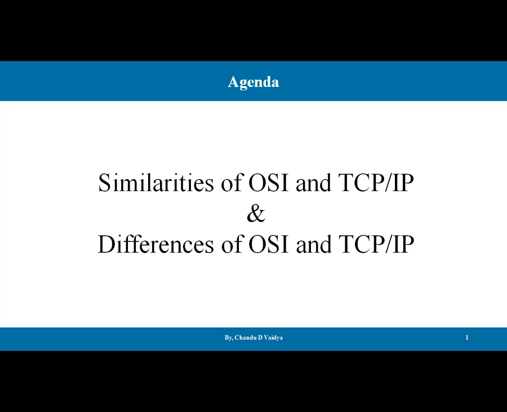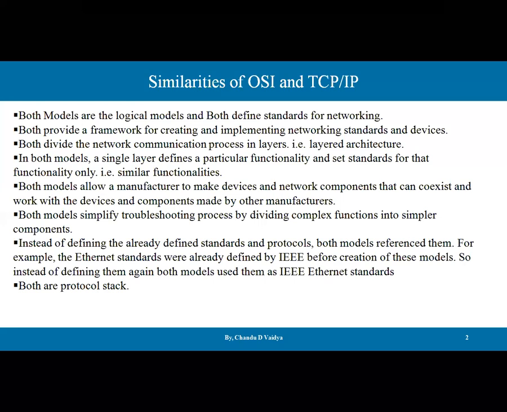Today we are going to discuss two topics. The first topic will be the similarities of the OSI and TCP layer models, and the second will be the differences of the OSI and TCP models. Let's look at the first topic, the similarities of the OSI and TCP models. As we know, both are standard communication models. There are a lot of similarities, but apart from similarities, there are differences too. But first, we will discuss the similarities. Let's take the first one.